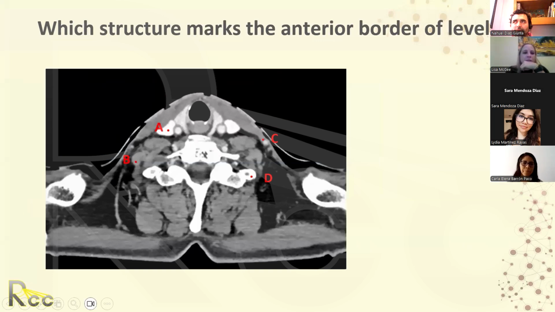So the next question we have is, which structure marks the anterior border of level 5?